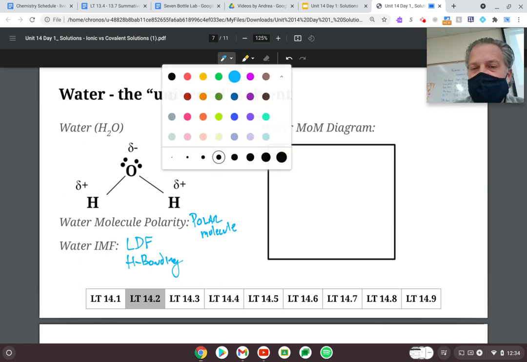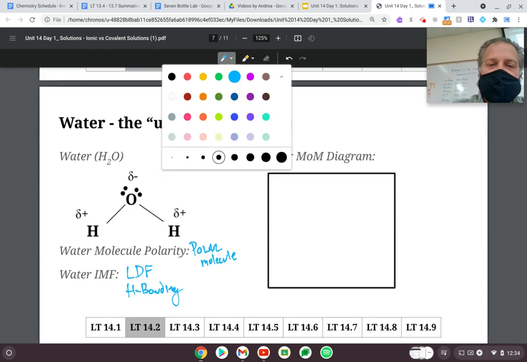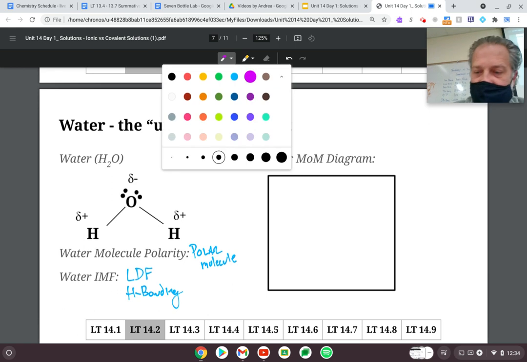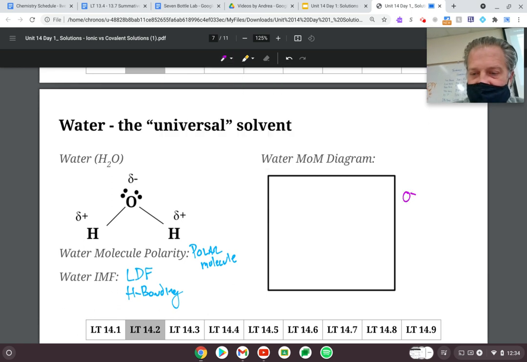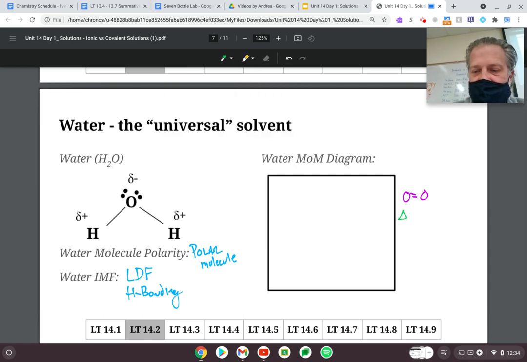And in an effort to draw that, purple and green, I'm just going to continue the same format here. Oxygen is purple and a circle, and hydrogen is a triangle. So if I draw a bunch of those, they would look something like this.